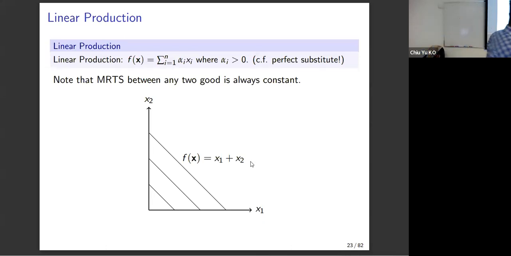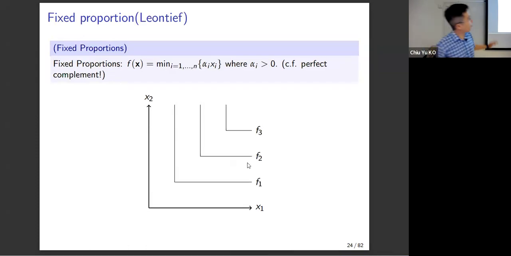And same as the utility function, remember we have several common forms: perfect substitute, perfect complement, Cobb-Douglas. Same here, we have three. Here is perfect linear production, which is actually perfect substitute, because no matter how you swap one and two, it's linear. And you have what we call fixed proportion, or Leontief. You need both, say, man and machine to work: one person, one computer. That's the idea.